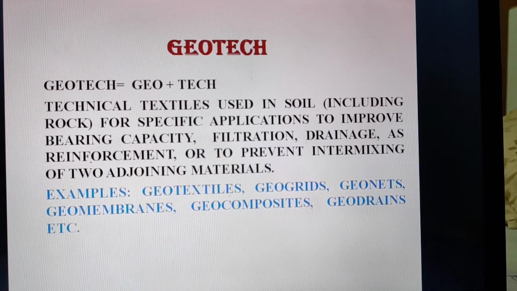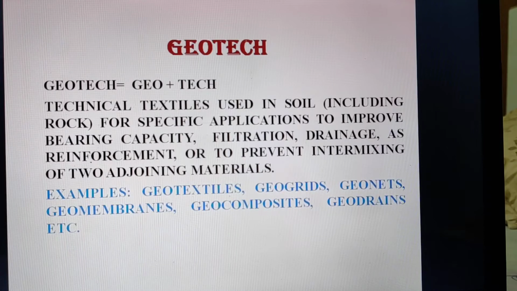Let us talk about GEOTECH. GEOTECH means geo plus tech. Geo means soil and tech means technical textiles, so technical textiles used in soil. Soil includes rock also. So in soil or rock, for specific applications to improve bearing capacity, filtration characteristics, drainage characteristics, and also they are used as reinforcement or to prevent intermixing of two materials placed above each other.